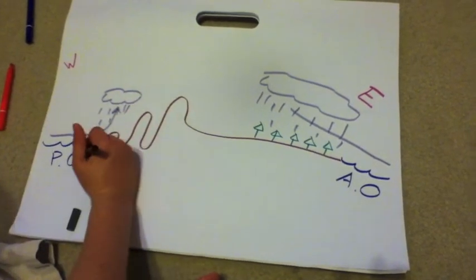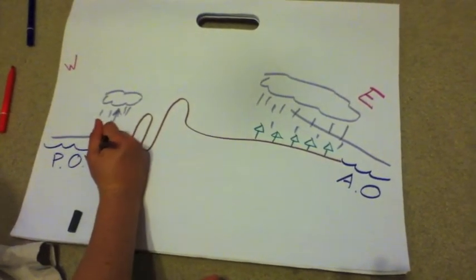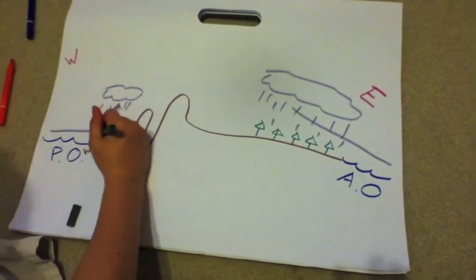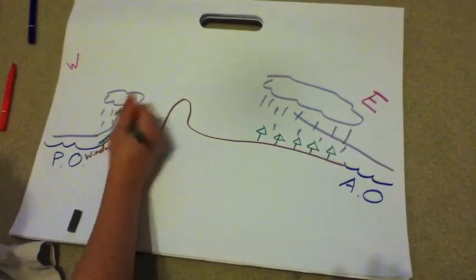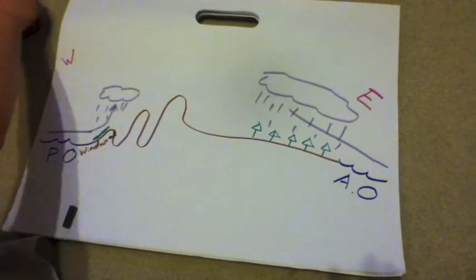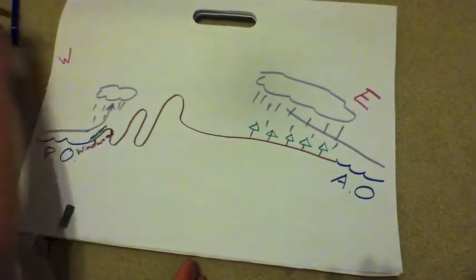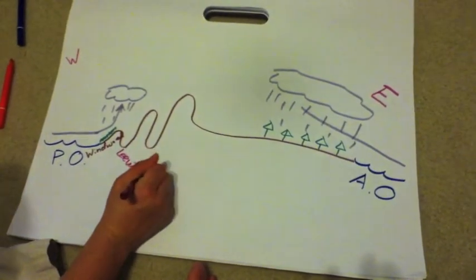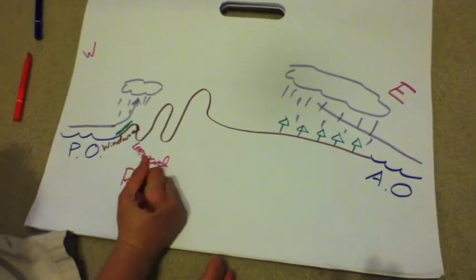We call this side the windward. And the windward side has lots and lots of vegetation. But the other side becomes dry. This is called the leeward side, and also referred to as the rain shadow.